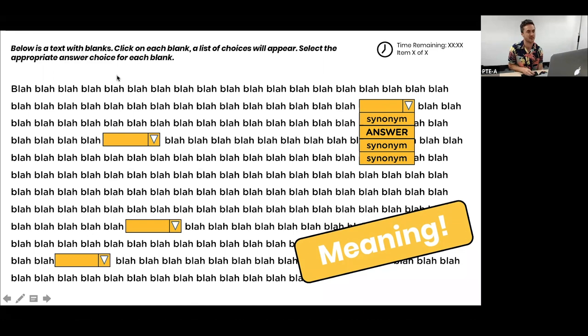So you have your text, I think it's up to 300 words long. You have these drop-down lists that'll have four answer options, and you have about four or five of these in the text. Now, usually, the answer option is going to get you to select a correct answer from a bunch of synonyms.